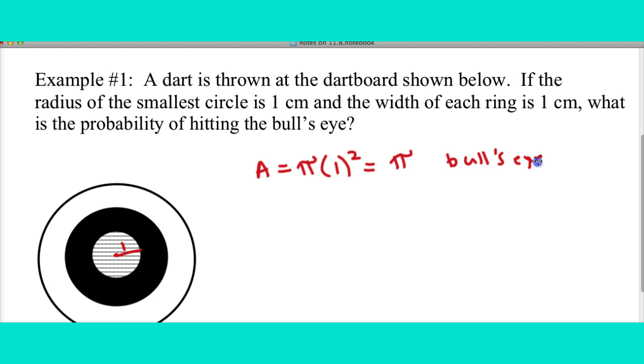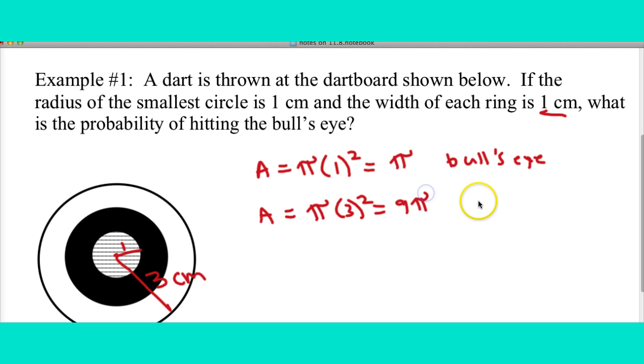But we also need to know the total area of the dartboard. So the total area of the dartboard, we need to figure out the radius of this. And notice it said that the width of each ring is 1 centimeter. So this would be 1 centimeter, 1 centimeter, 1 centimeter, for a total of 3 centimeters for the radius of the entire dartboard. So the area of the entire dartboard would be pi times the radius squared, which would give us 9 pi for the area of the entire dartboard.